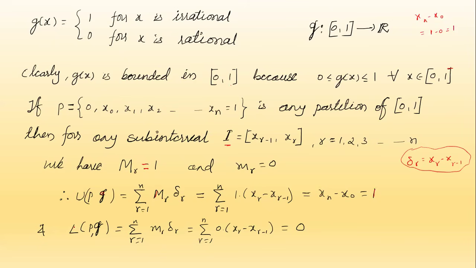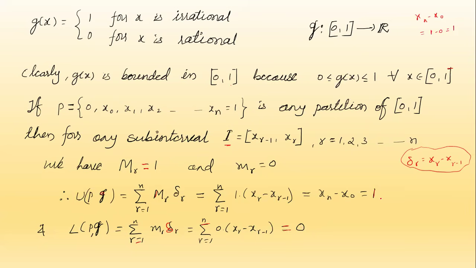Next, lower Darboux sum is equal to summation r equal to 1 to n of infimum m_r into delta r. Infimum here is 0. 0 into anything we get 0. Therefore, it is 0.